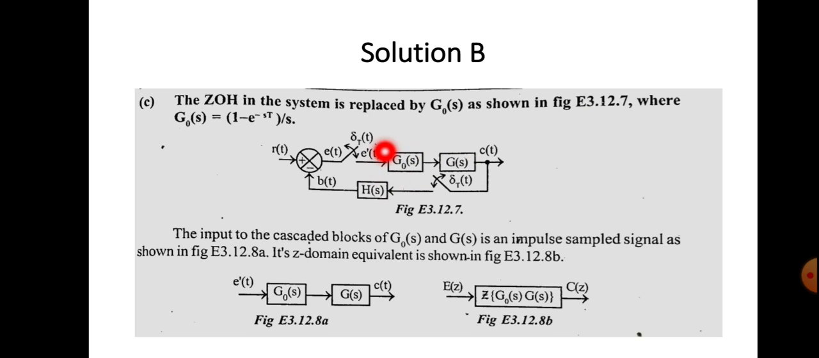Instead of the zero order hold, you are substituting this, and you can proceed in the same manner as you have done the first problem. Here you have to first write the equation for C of z. So you are first taking this block, and you can see that here the sampler is not applied just before G of z. So here the sampler is applied here, so you have to consider this. To write the equation of C of z, you have to consider this cascaded block. The input to this cascaded combination is E dash of t, and output is C of t. So in the z domain equivalent circuit, E of z is there and C of z is there, and what is the value of this cascaded combination? That is z transform of G0 of s into G of s.